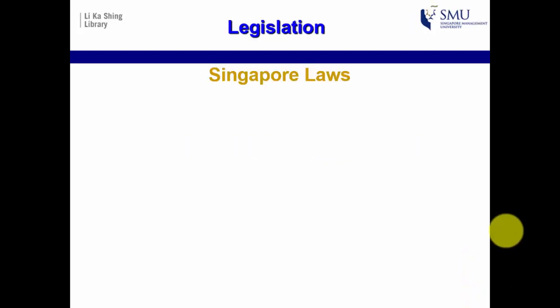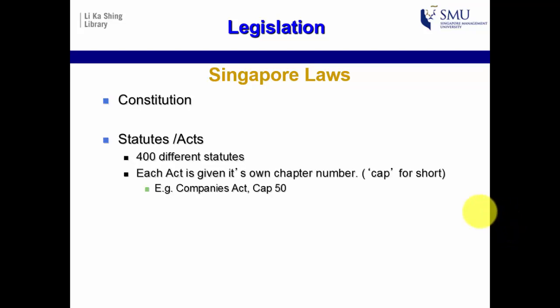So first off, what is legislation? Well, we have statutes or acts. Now there are 400, and each statute is given a specific title and a chapter number. A lot of times the title includes the word act. So for instance, you have Companies Act, and then it's Chapter 50 or CAP 50 for short.